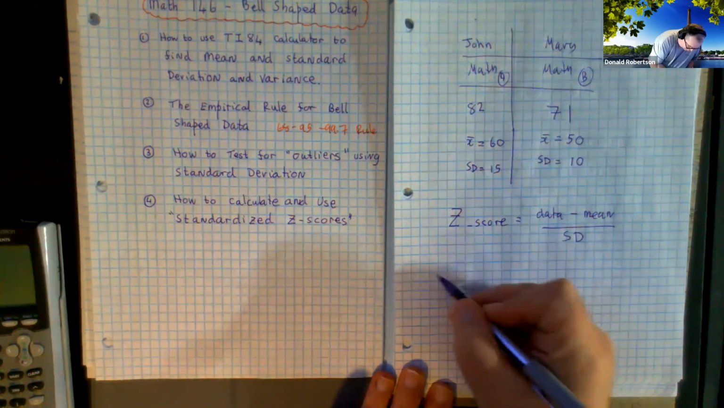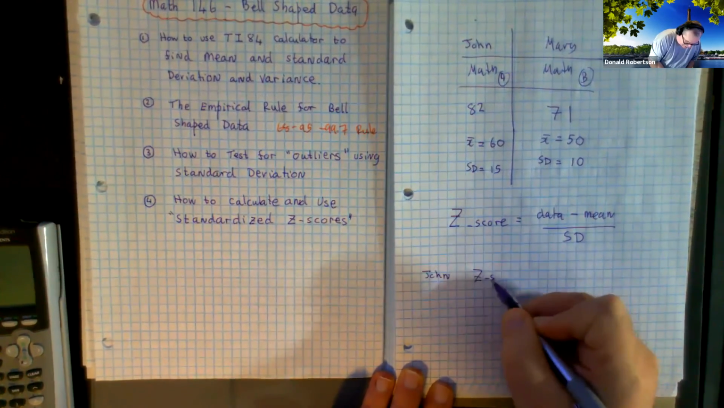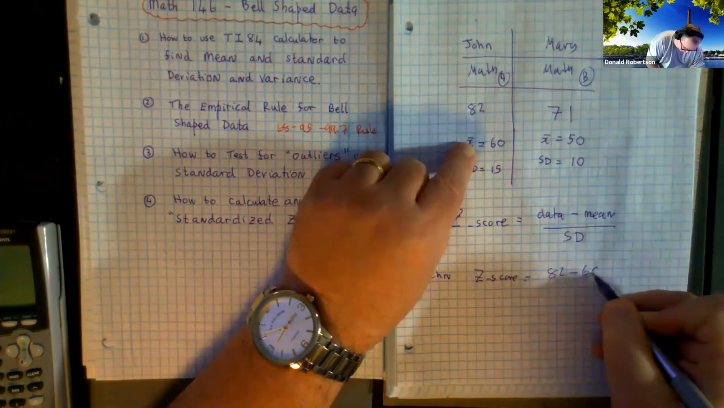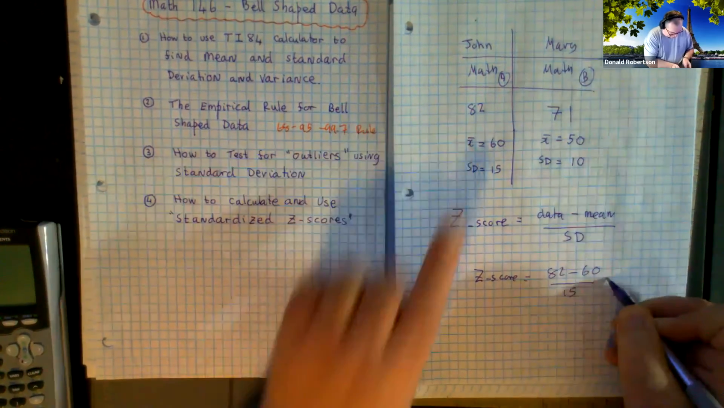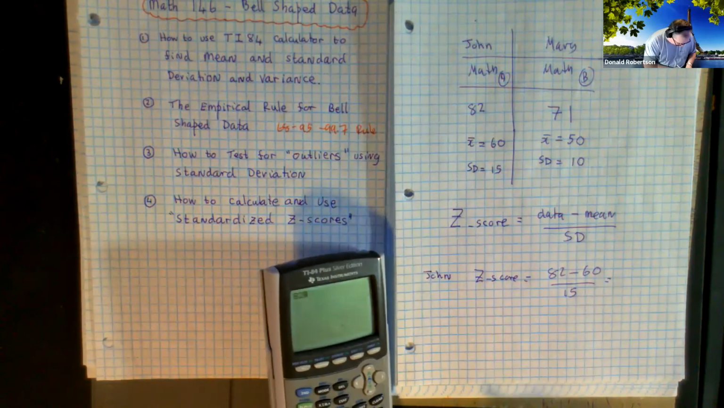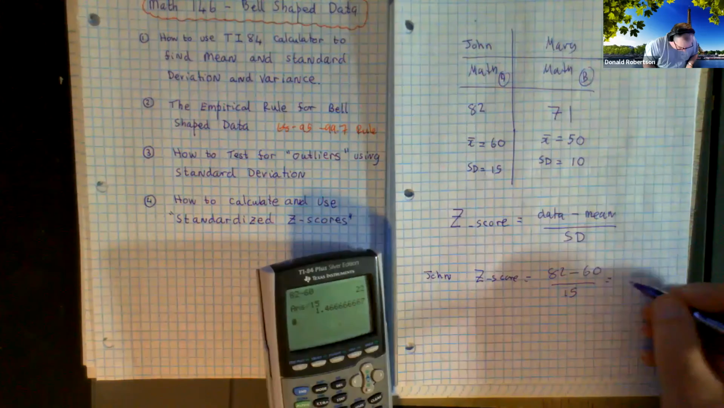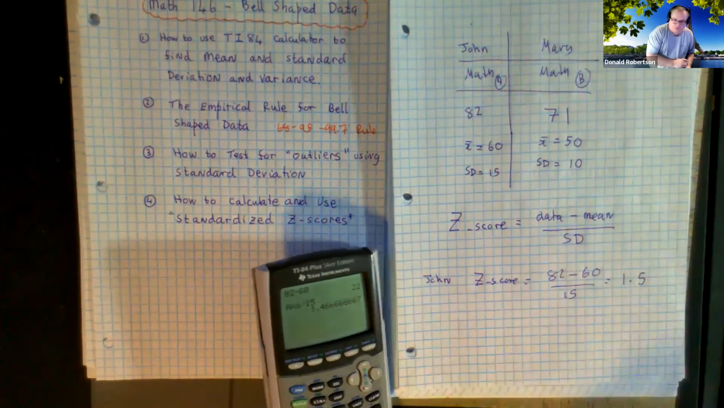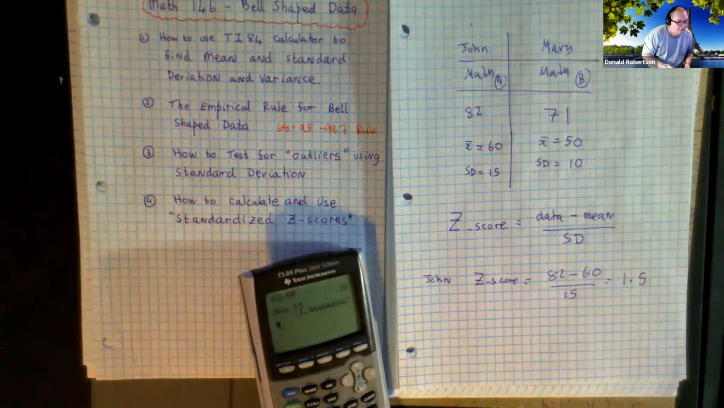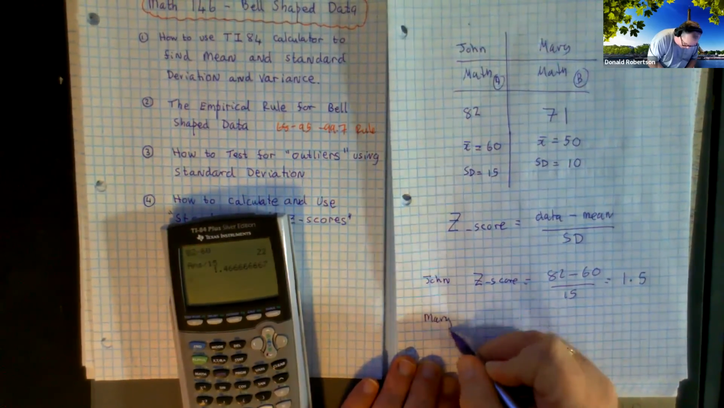So let's see what John did. John's z-score. Well, he got 82, take away 60, divided by 15. And he got, let's just do one decimal place, a z-score of 1.5. I mean, he did okay, right? He's better than the average, so it's not like he did badly. Let's see if Mary did better, worse, or about the same.